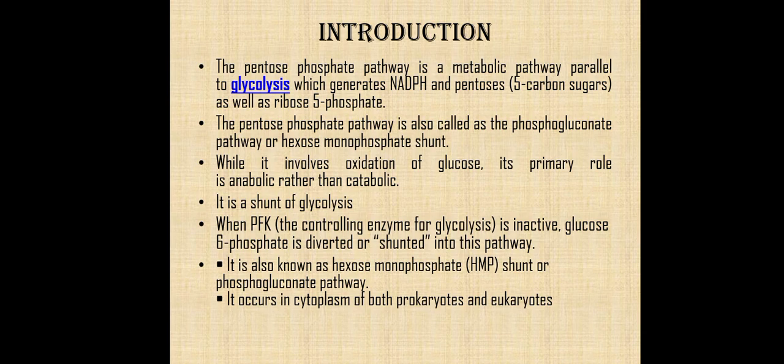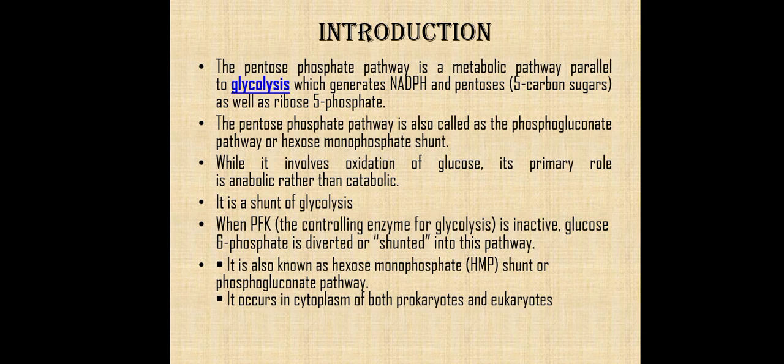It is known as the shunt of glycolysis because the main regulatory enzyme involved within glycolysis or the EMP pathway, that is the phosphofructokinase enzyme, whenever it is inactive, then the glucose 6-phosphate, which is produced within the first step of the EMP pathway from the phosphorylation of the glucose molecule, is diverted or shunted into the HMP pathway. Due to that, it is called the shunt of glycolysis.